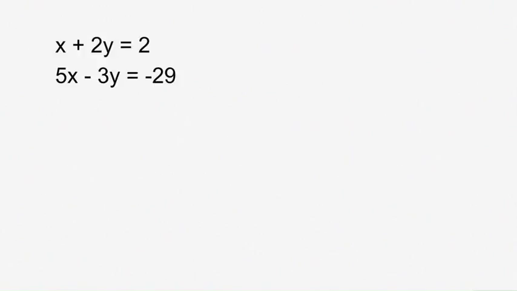What this looks like is if we have the system of equations x plus 2y equals 2, 5x minus 3y equals negative 29. If we solve this first equation for x, you move the 2y over, so x equals negative 2y plus 2. And you can plug in this for that x right there.